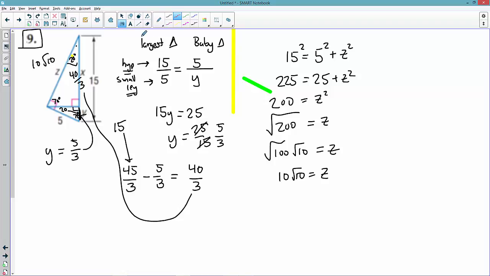Set up a proportion. This is the proportion right here, very important. Make sure I use the exact same side comparison, hypotenuse to small leg, in both triangles, and I solve for Y. Y leads me to X, and of course Z I just found through Pythagorean theorem. So there's often going to be one letter that all you need is Pythagorean theorem.